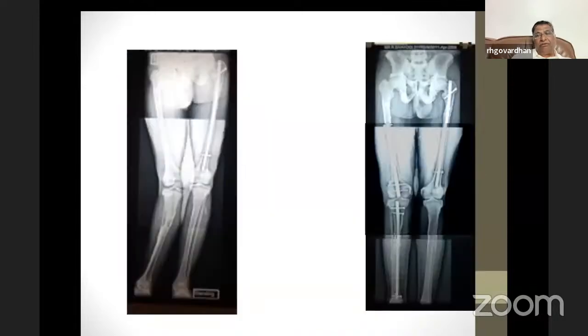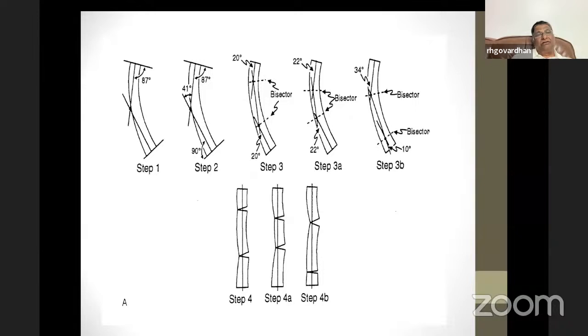Pre and post-op X-rays are shown in this patient. I'm coming to the last factor, where a multi-apical deformity, if they are there, then you will get not only one apex, but there'll be two apices together, in which case you have to do bisector lines and both CORAs and do the deformity correction as shown in step 4A, 4AB, so that you will get a straight line.